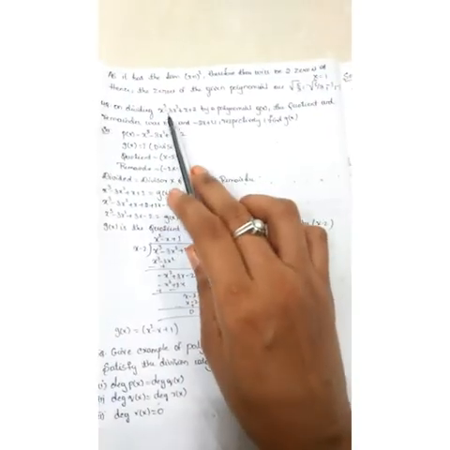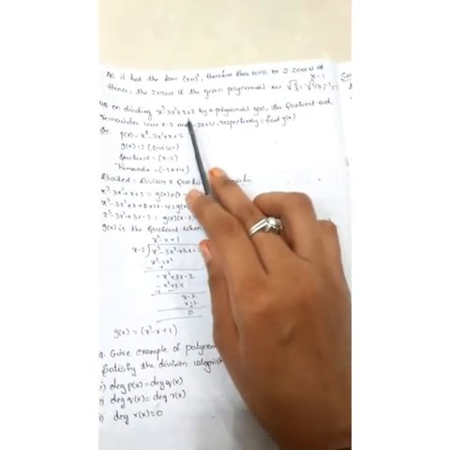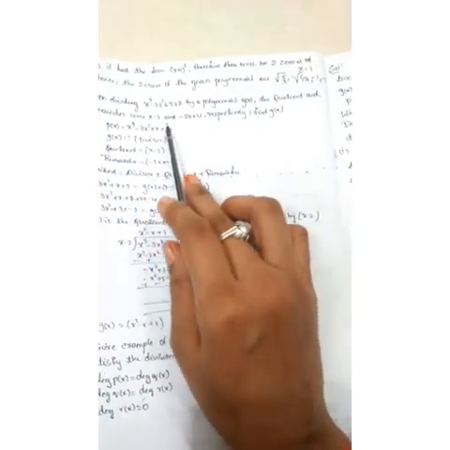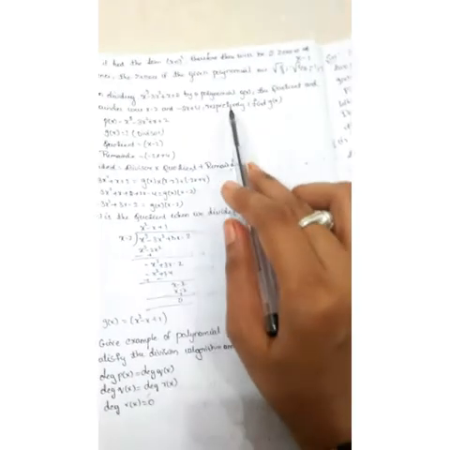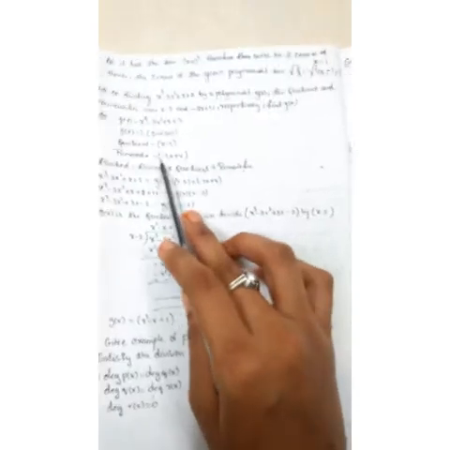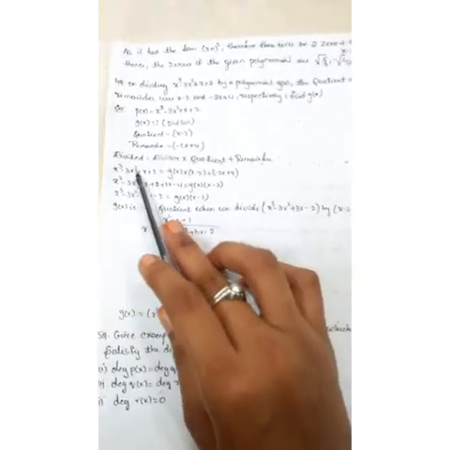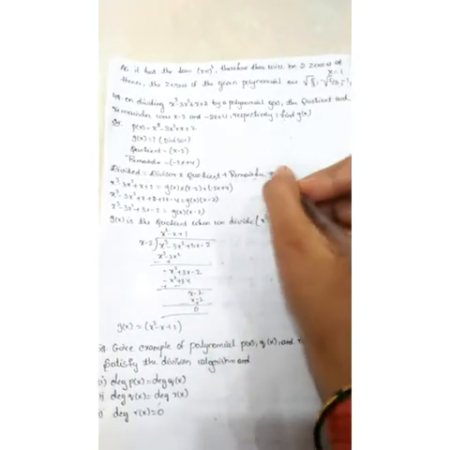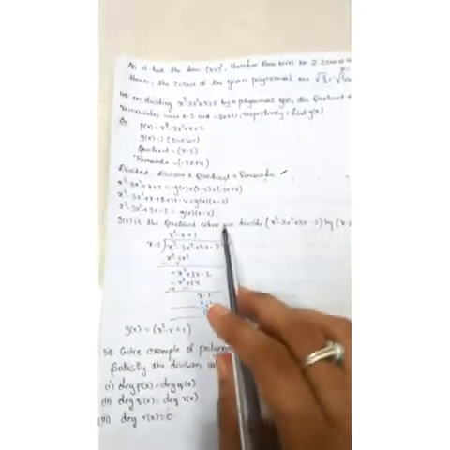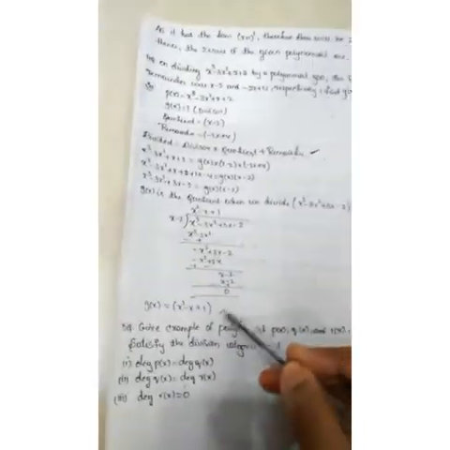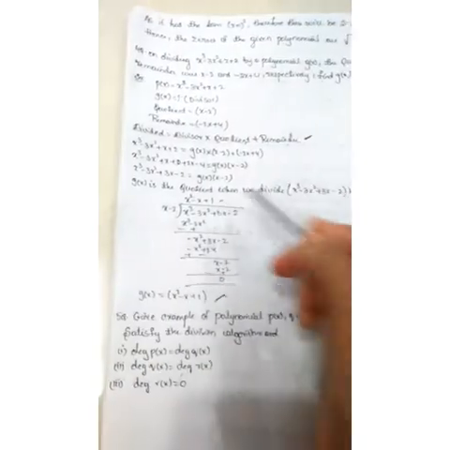Fourth question: on dividing x square minus 3x square plus x plus 2 by a polynomial g of x, the quotient and the remainder were x minus 2 and minus 2x plus 4 respectively. Find g of x. So p of x is given, quotient given and remainder also given. We know the formula: dividend is equal to divisor into quotient plus remainder. Just substitute these values and we will get g of x. The g of x is this one, x square minus x plus 1.